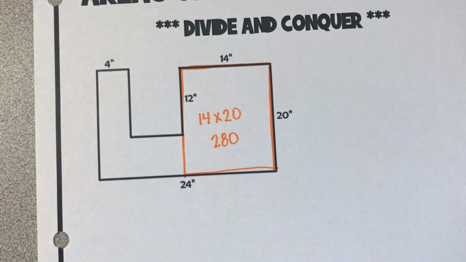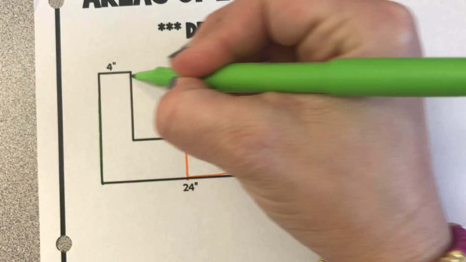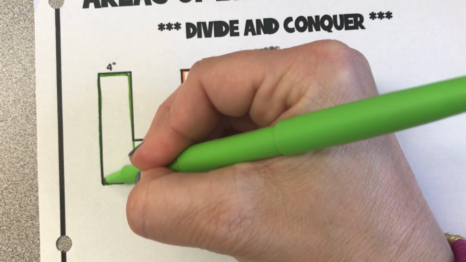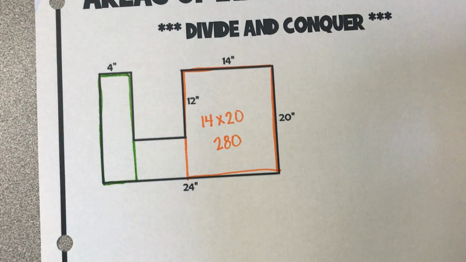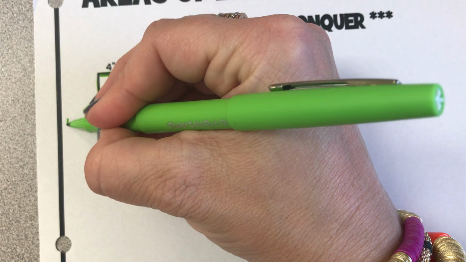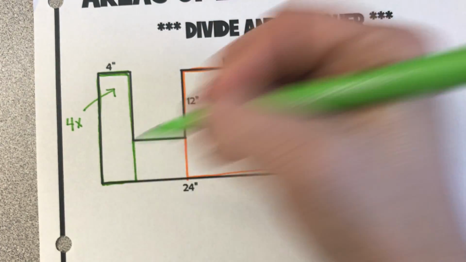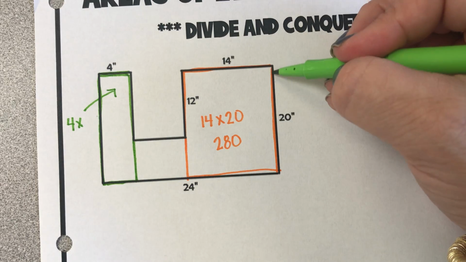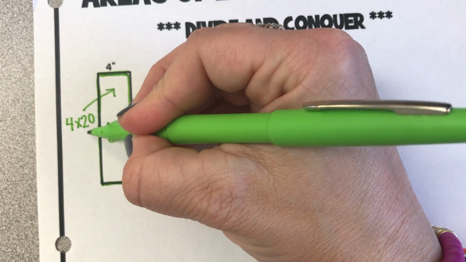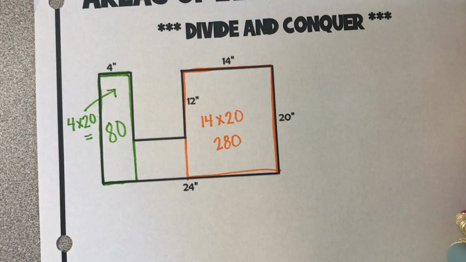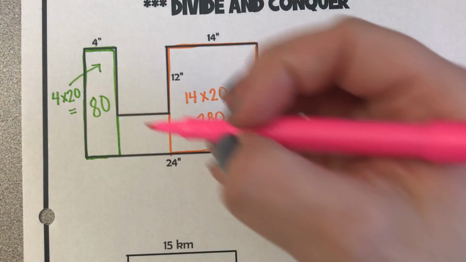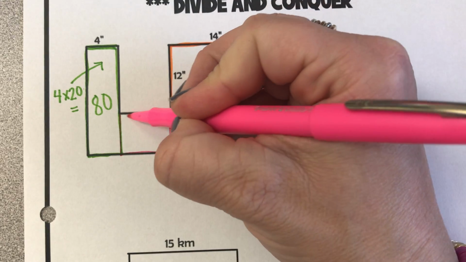Then I have this section, here, here, and here. This little desk part, or your closet or something over here. Looking at this part, it's 4 inches across. And how tall is it? It's 20, right? It's 20 over here, so it's 20 over here. So 4 by 20, this little section is 80 square inches. But now the problem is we're left with this little part and we don't have the dimensions for it.